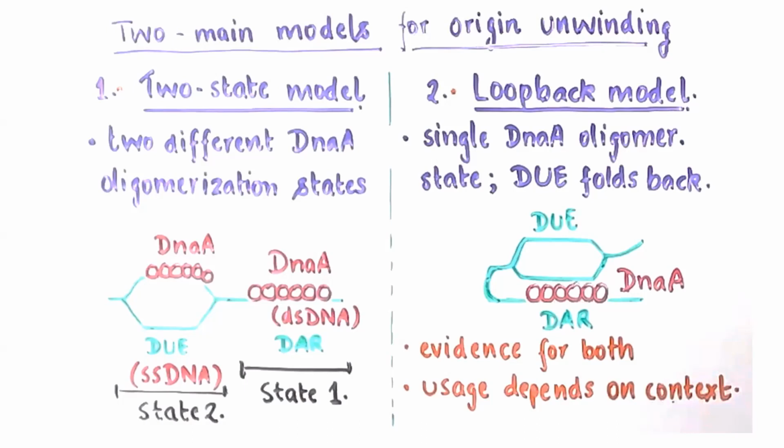In contrast, according to the loopback model, there is a single DNA oligomerization state, but it invokes the folding or loop of the DUV elements. You can see it in the picture. That means there is a DNA A oligomer that assembles at the DAR site, and when the origin unwinds, the DUV folds back onto the DNA A oligomers at the DAR site.